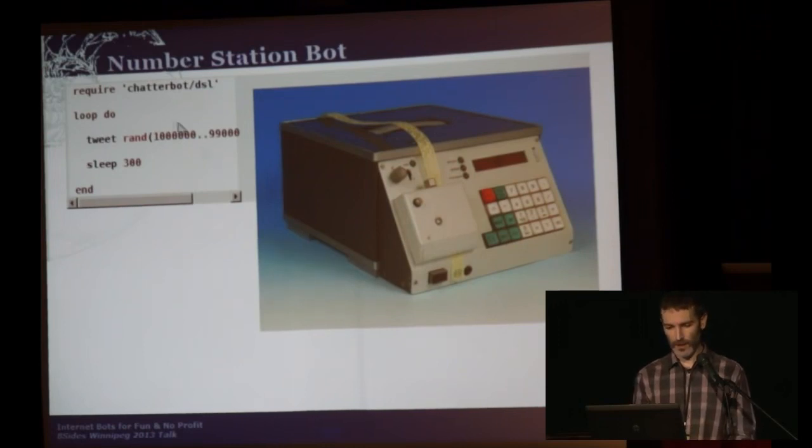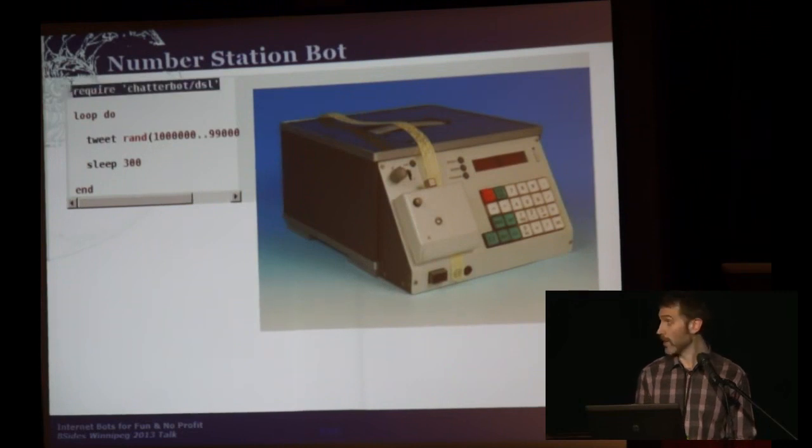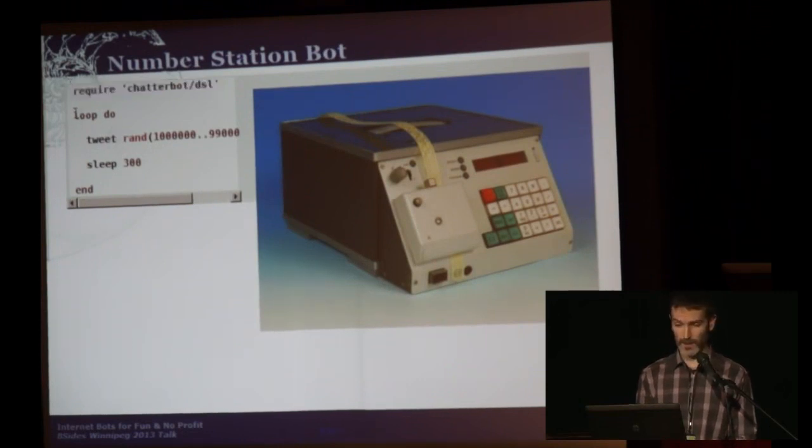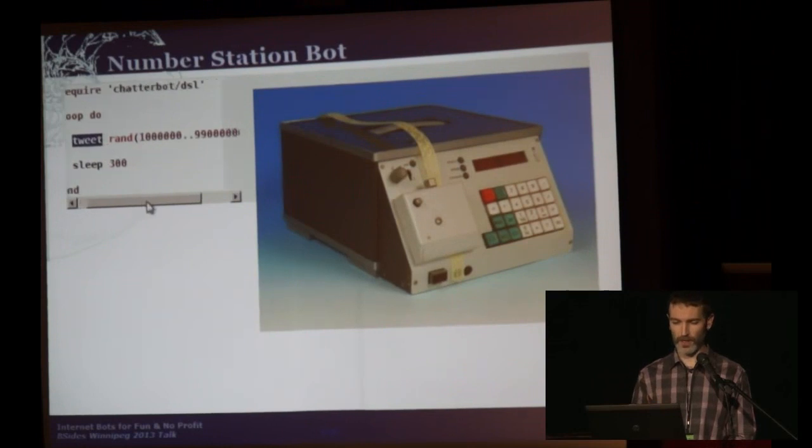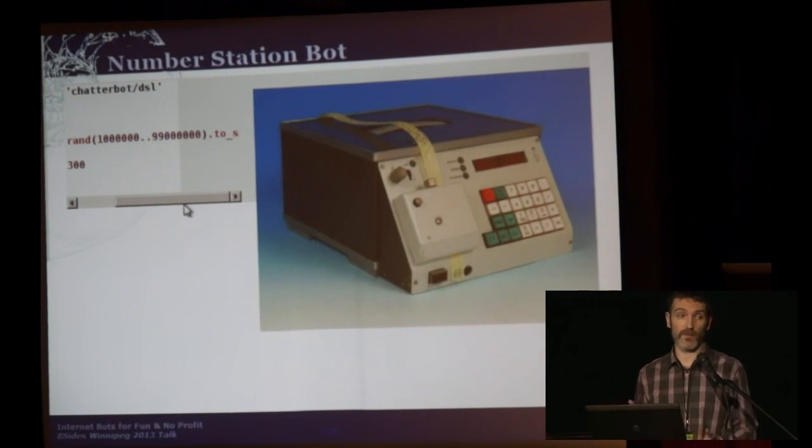And so the code here, I'm requiring the library as the very top thing. This is sort of an infinite loop. At the end of the loop, it sleeps for 5 minutes. So every 5 minutes it's going to do something. And then this is the magic line right here. It runs the tweet command, which is hooked up to my bot. And it says tweet a random number from 1 million to 99 million. So every 5 minutes, a random number gets tweeted out.